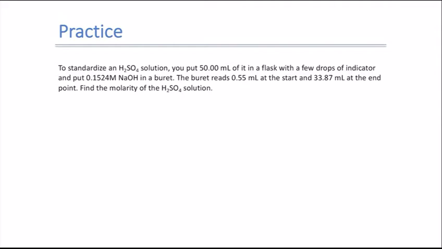When you look at this question, there's a lot to unpack. It may be easiest to draw it out so we can see it visually. So what happened is inside our flask here, there's 50 milliliters of sulfuric acid.